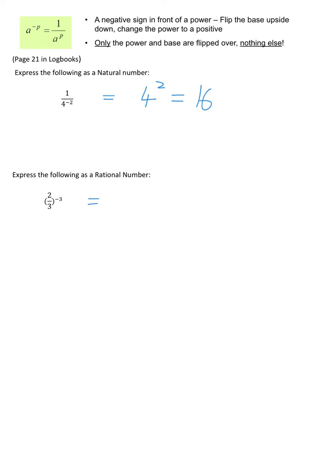Likewise with the next one, that can be flipped around to become 3 over 2 to the power of 3. So then we'll have 3 cubed over 2 cubed. So that will be 27 over 8. And there's our answer. They're looking for a rational number, so that's a fraction. So 27 over 8 is correct.